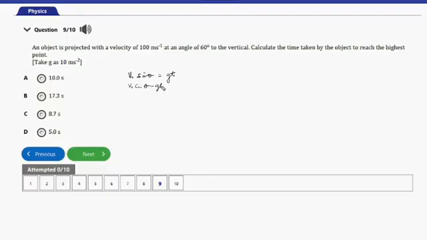So here, if v naught sine theta is equal to gt, that means t is equal to v naught sine theta over g. In that case, v naught is the velocity of projection, which is 100 meters per second, then sine theta is sine 60, so 100 sine 60 over 10, that will give us 8.7 seconds, and that's option C here, guys. So that's it for this question. Let's go ahead and consider the next and last question, guys.